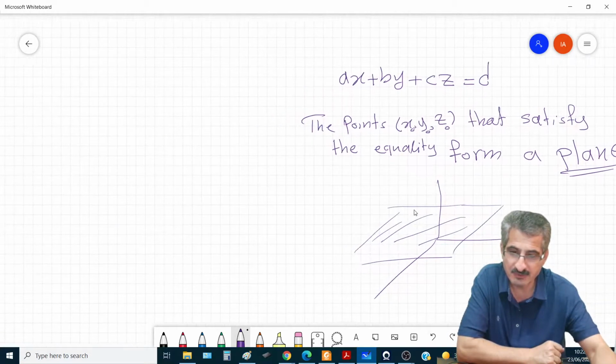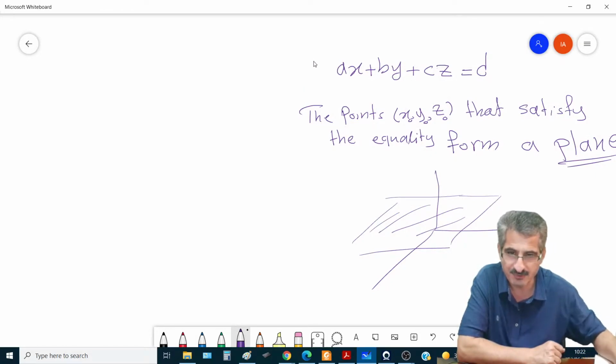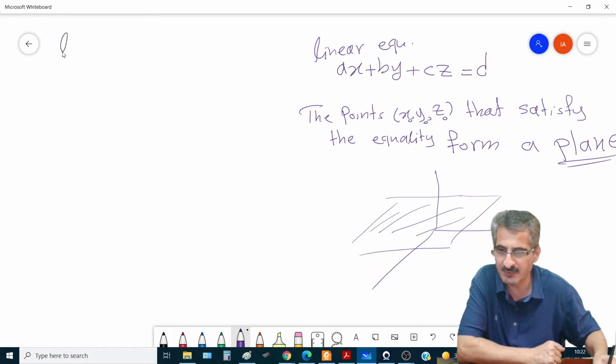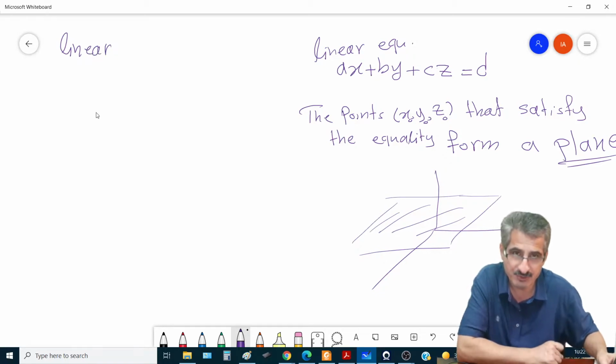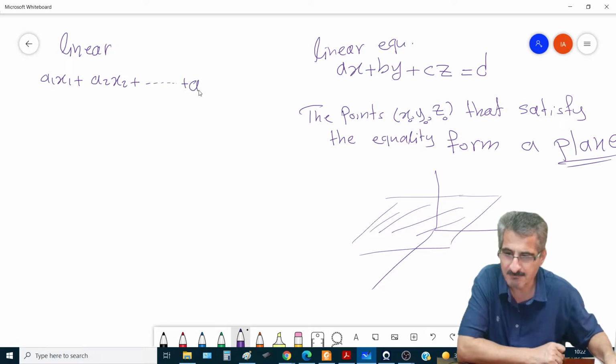Now, what about if we have an equation of this form? This is a linear equation, right? Linear. What if we have a linear equation also, but in 4 dimension? Say a1x1 plus a2x2 plus a3x3 plus a4x4 equals some constant d. And here in general, actually, let us take it n, where n can be any number.